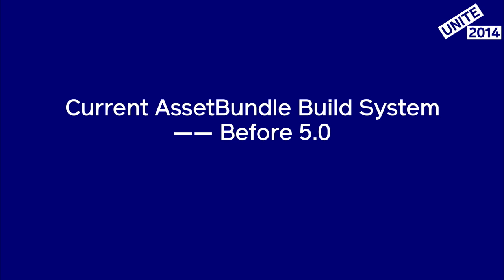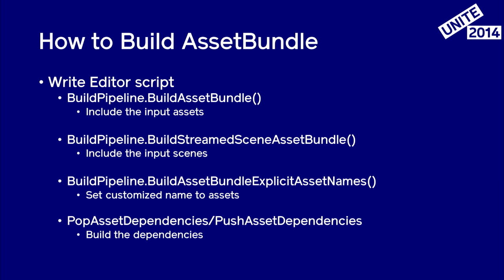Next of all, I just want to go through the current AssetBundle build system quickly. So how do we build an AssetBundle? In 4.x, you have to write a lot of editor script to build AssetBundles. The first API is BuildPipeline.BuildAssetBundle. If you call this API, it will include all the input assets in the AssetBundle. The second one is BuildStreamedSceneAssetBundle. If you call this one, it will include the input scenes in a streamed scene AssetBundle.